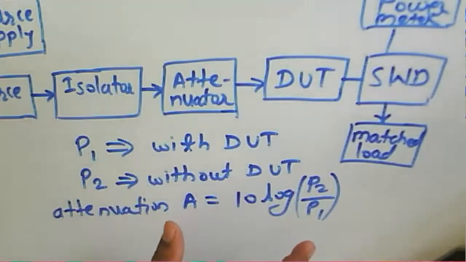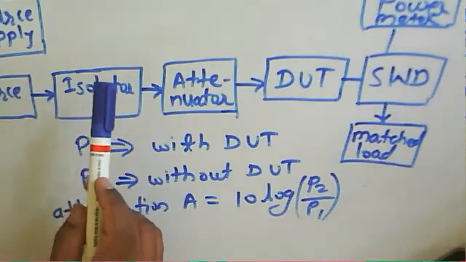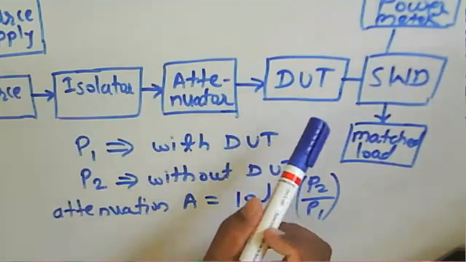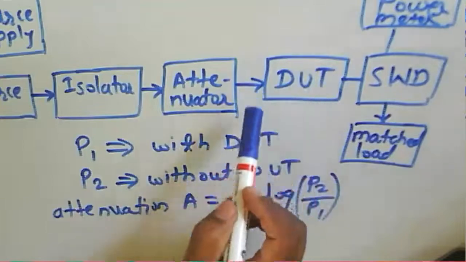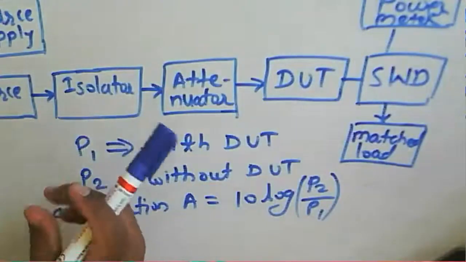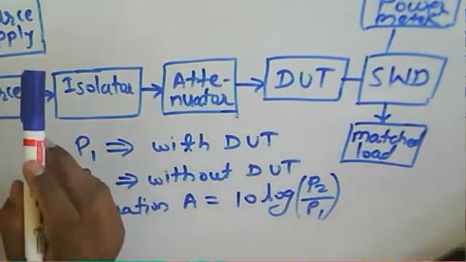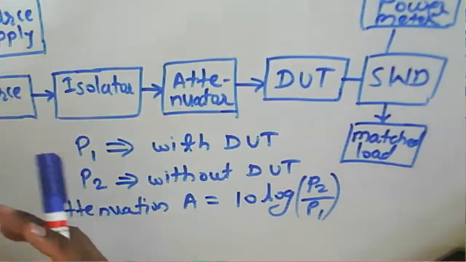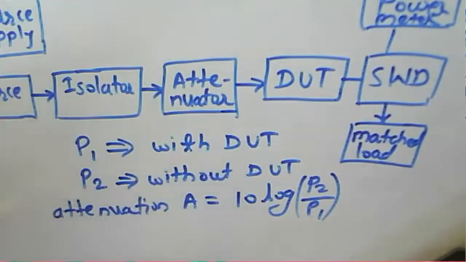But there are some drawbacks of this power ratio measurement method, because when we consider a microwave bench, there will be some mismatch at the device here. Again, there will be some mismatch at the power meter there. Because of that, there will be error. So it is not an accurate power ratio attenuation measurement. This is not an accurate measurement of the attenuation.